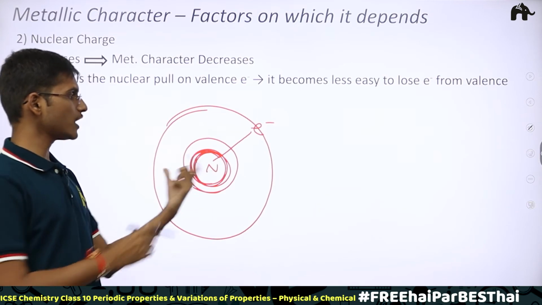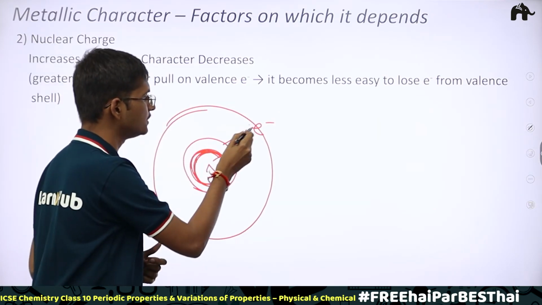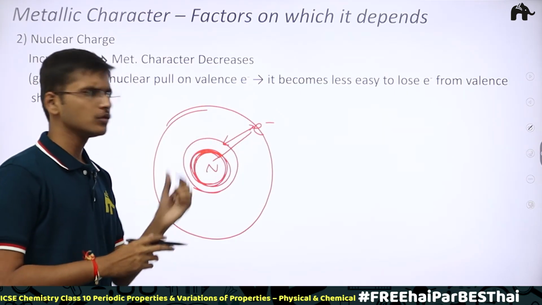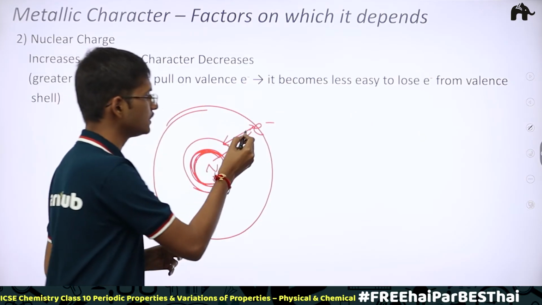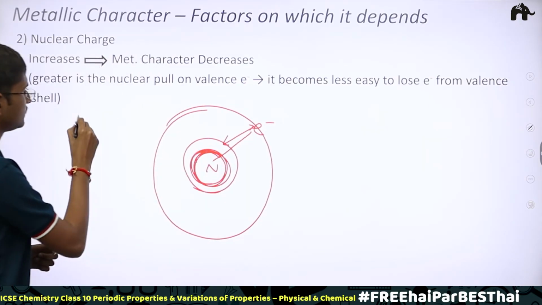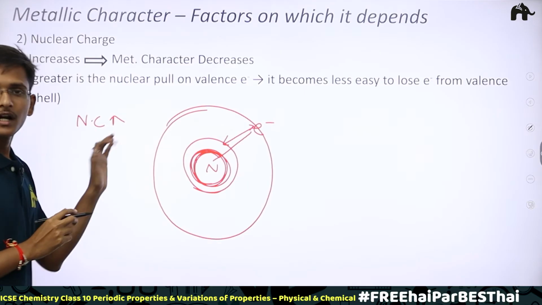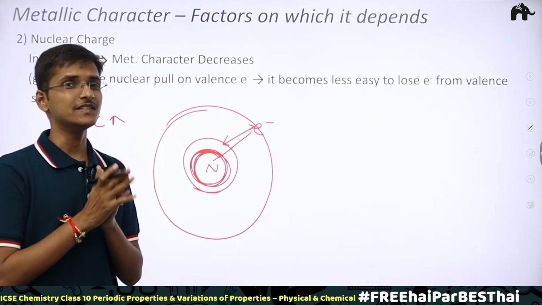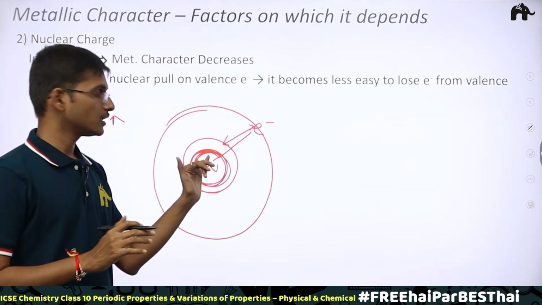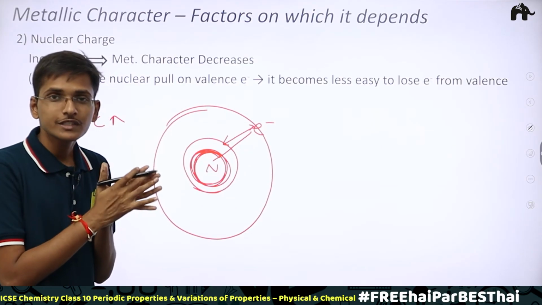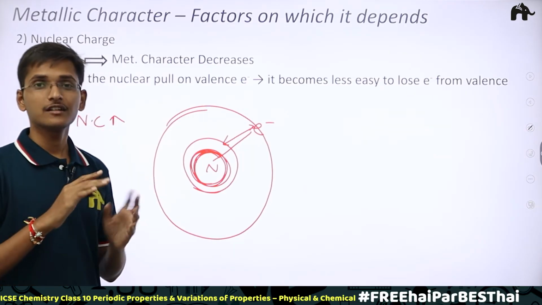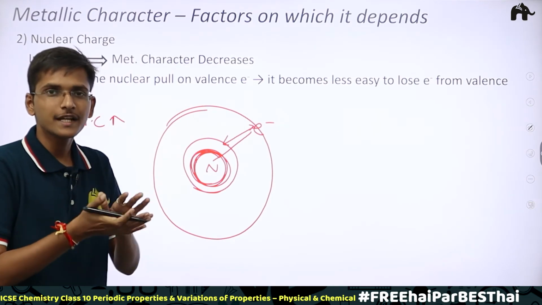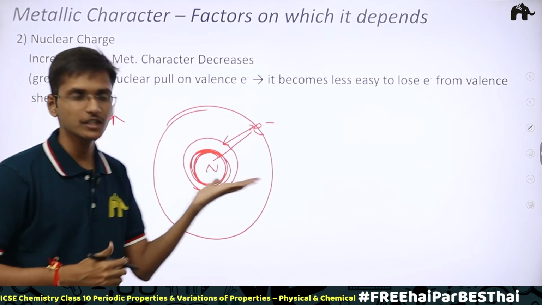So what would happen? Now the electron would be pulled by the nucleus with more force, right? So now you only think logically. When the nuclear charge has increased, the force of attraction with which a nucleus pulls an electron has increased. So would it be easy to lose an electron now, than in the previous case when the nuclear charge was less? Yes, you are right. When the nuclear charge was less, it was easy. It is easy to lose the electron as compared to the other case when the nuclear charge increased.